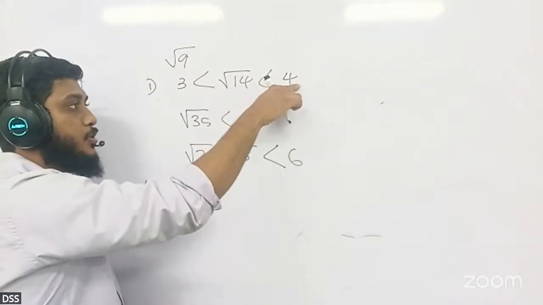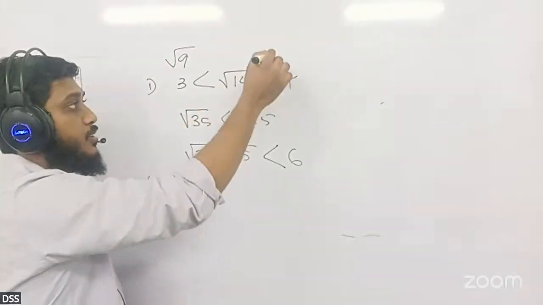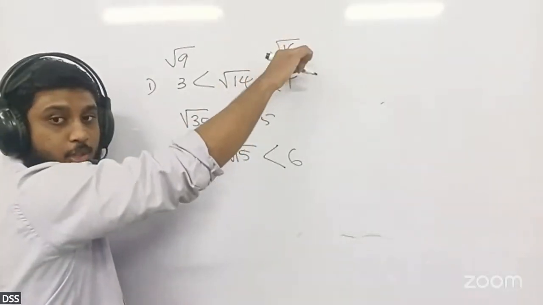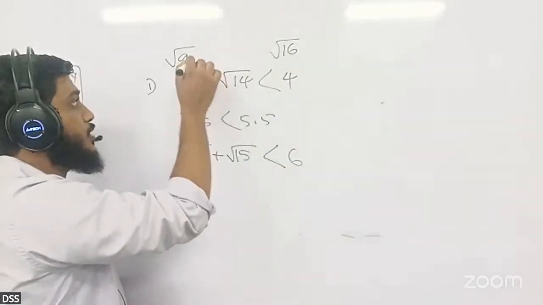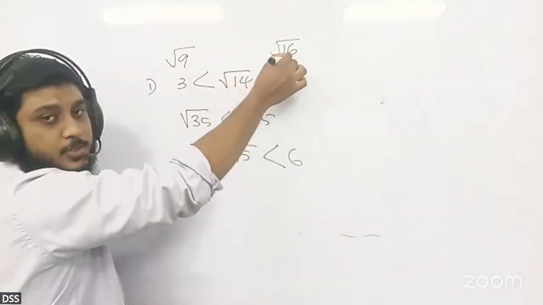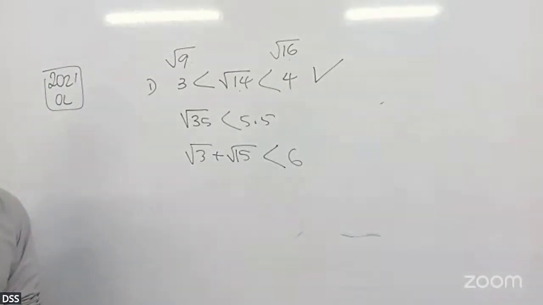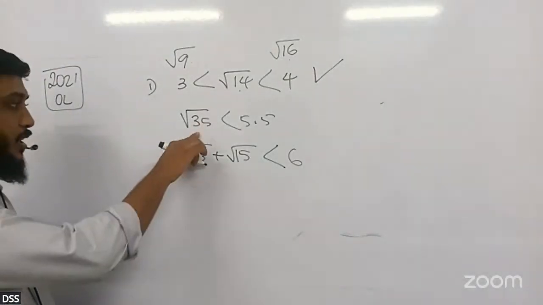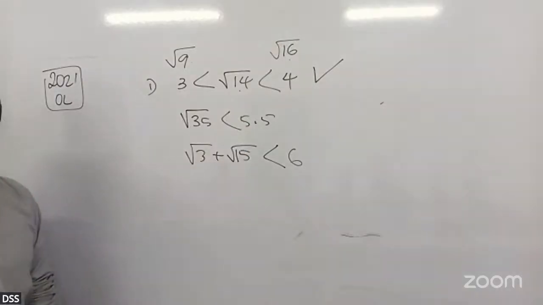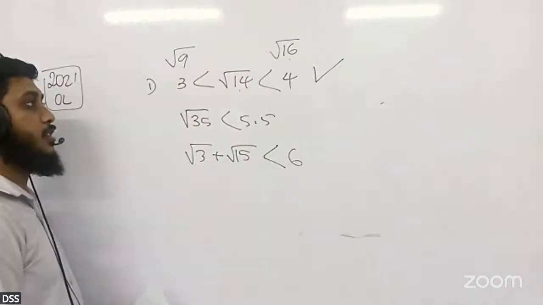If you want to put 4 into square root 16, because square root 16 is 4. Now check square root 9, square root 14, square root 16. Then, can you understand? Good. Now check this one: root 35 and 5.5. Is it true? Yeah, we'll check.